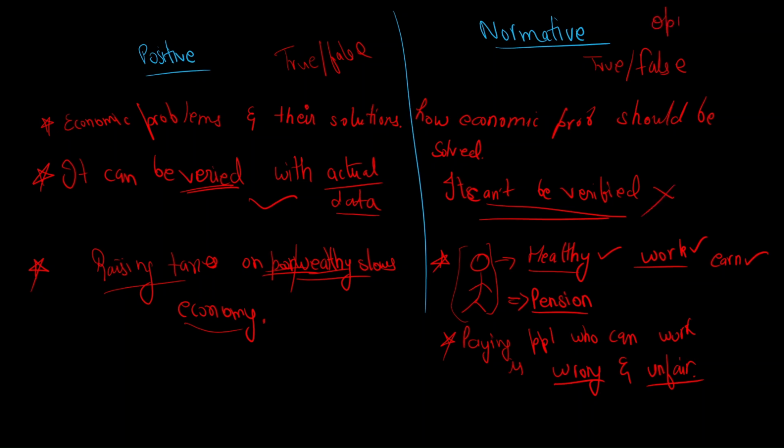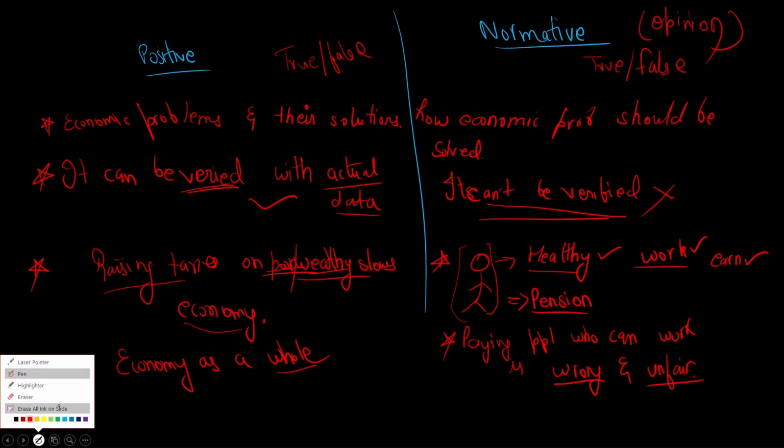Normative is more about opinion. Like this statement, it can be the opinion of an individual. But here I am talking about the economy as a whole. Here I am talking about an opinion that ऐसा होना चाहिए. It's an opinion of an individual. But when I come to positive, they are statements that are affecting the economy as a whole. I hope this is clear. I'll close this.